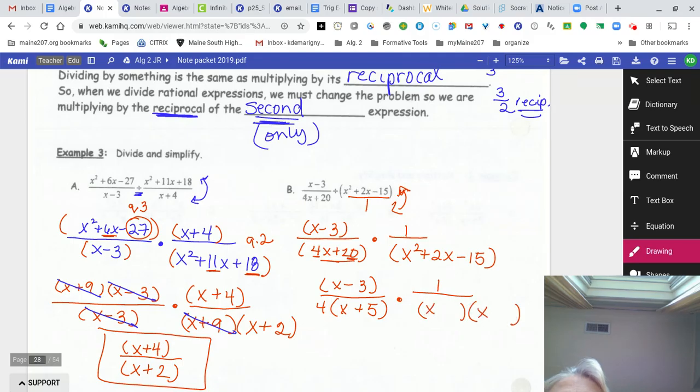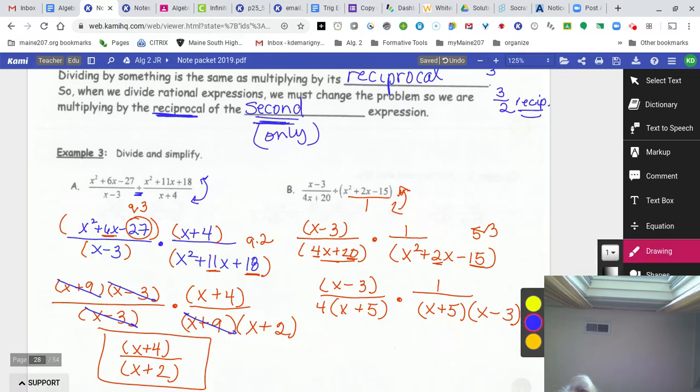X and x, my signs are plus and minus, so I need a plus and a minus, and I need a product of 15 that adds up to be 2. So I know that 5 times 3 is 15, and 5 minus 3 is 2, and I need a positive 2, so I'll put the positive in the 5 and the negative with the 3. Okay, and then I'm going to mark out any that are alike top and bottom. X minus 3 takes this x minus 3.